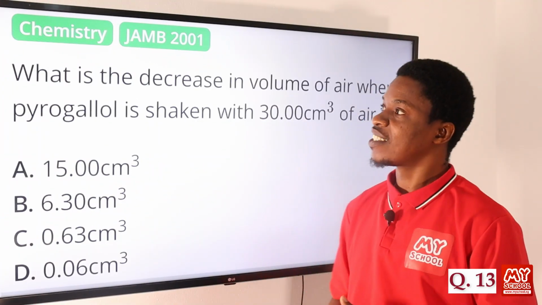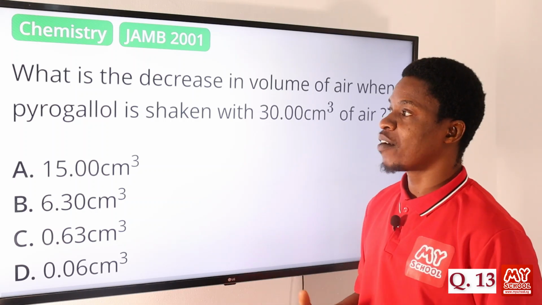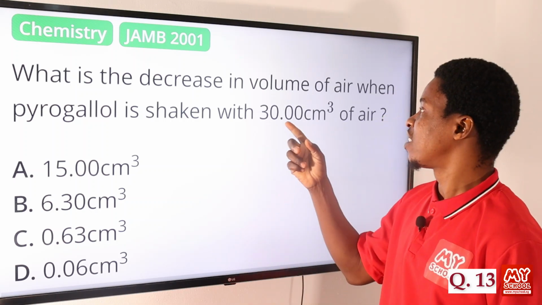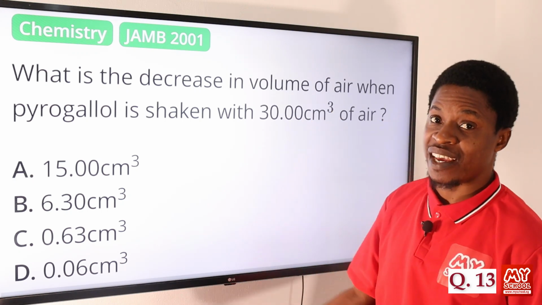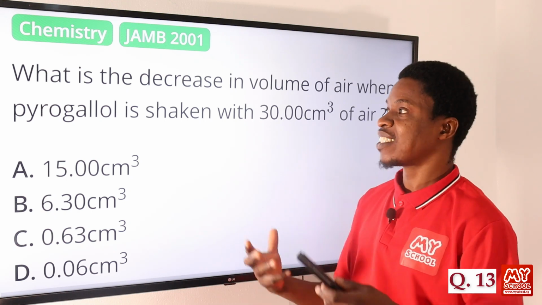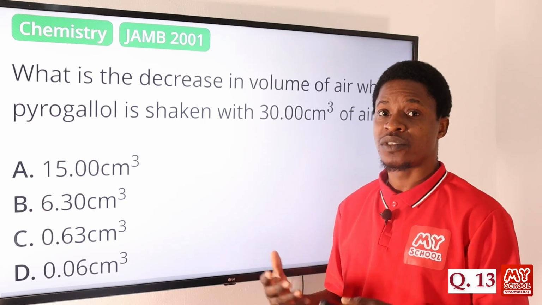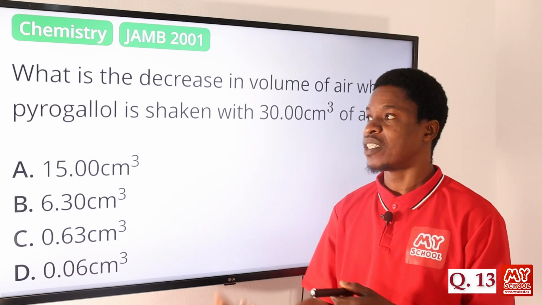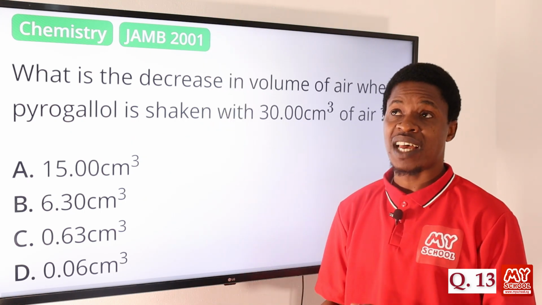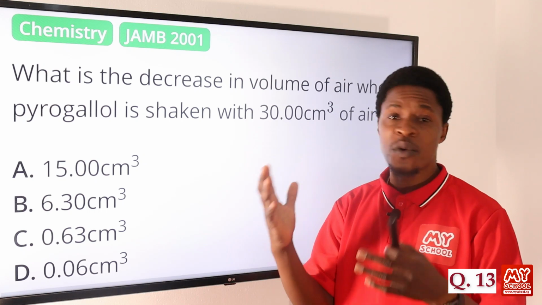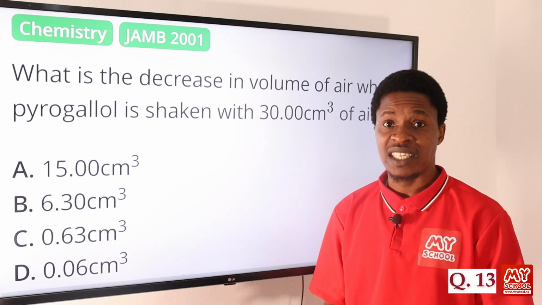Question number 13. What is the decrease in volume of air when pyrogallol is shaken with 30 centimeter cube of air? Of course, when we talk of air, we talk of oxygen, because that is the part of air that undergoes combustion, that supports burning. Pyrogallol is an organic compound, C6H6O3, I think. It is an organic substance.